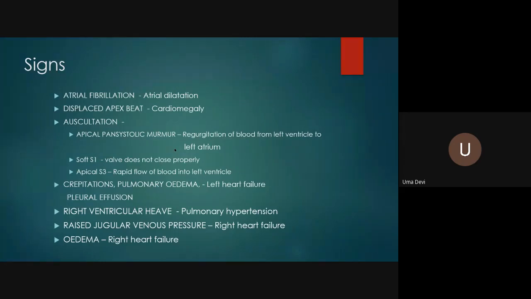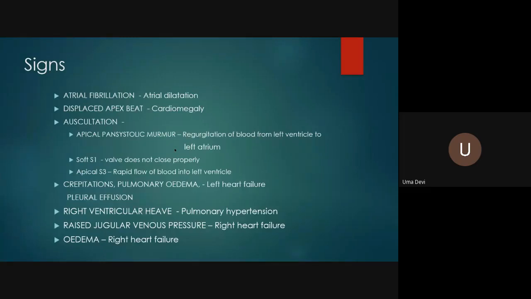So it is in the mitral area. You'll have a soft S1 because the valve does not close properly, with the pansystolic murmur throughout, starts with S1 and covers S2. Now, why is it pansystolic in nature? It has the same sound throughout, whereas in pulmonary or aortic stenosis, we have an ejection systolic murmur, which has a crescendo and decrescendo fashion.